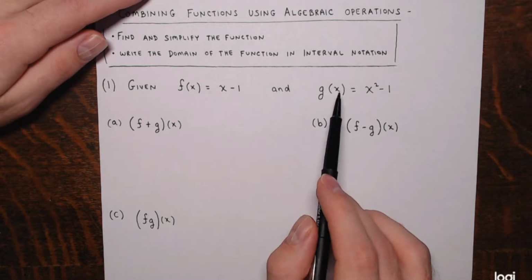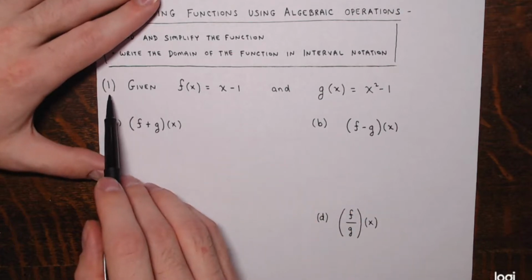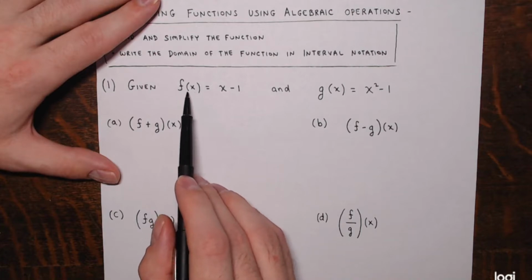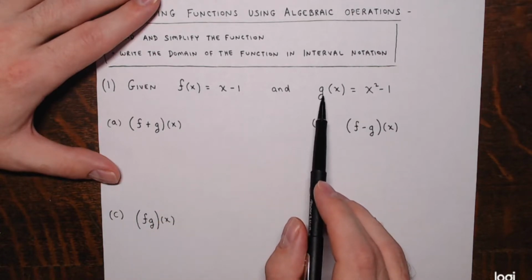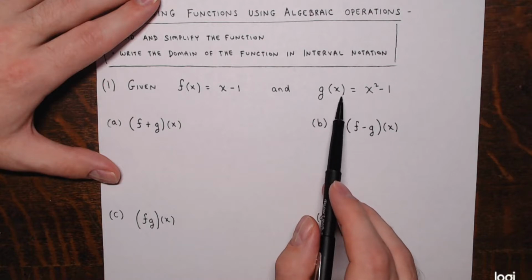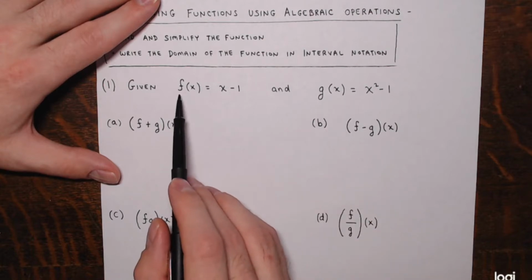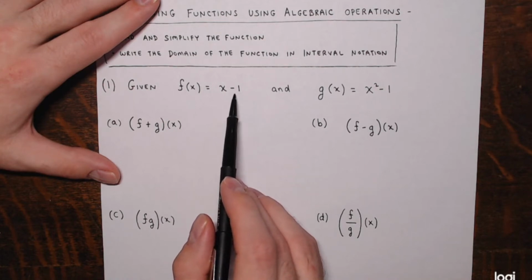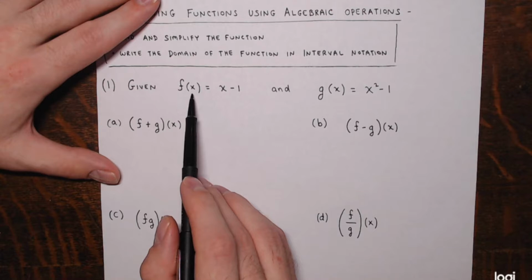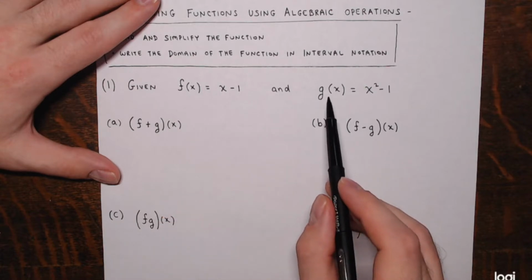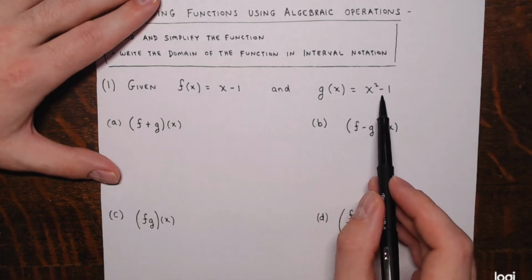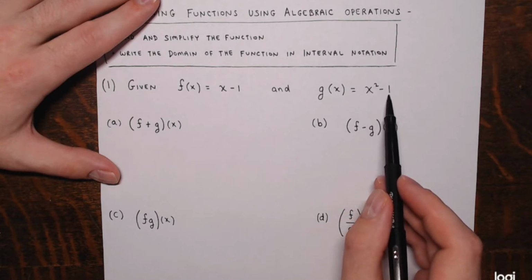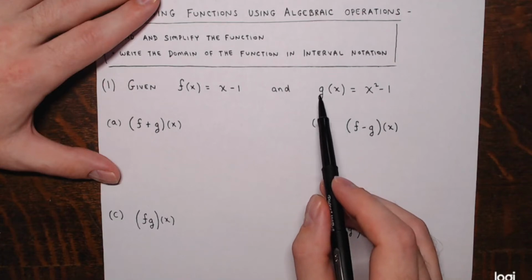In example 1, I'm given two functions, one named f, f of x, and another one named g, or g of x. F of x is x minus 1, that's how you calculate outputs for function f given input x. And g of x is x squared minus 1. Again, here's how you calculate the output given input x for this function called g.